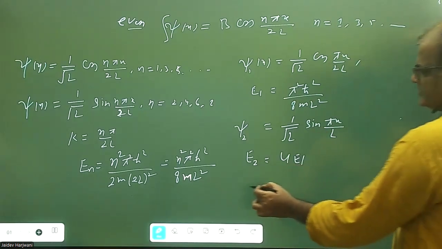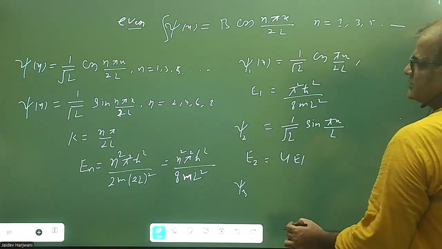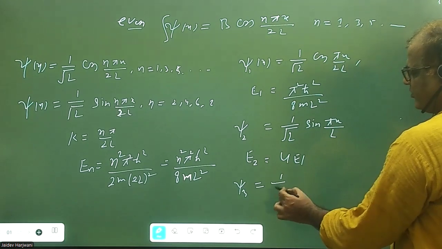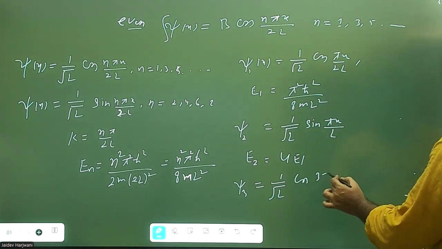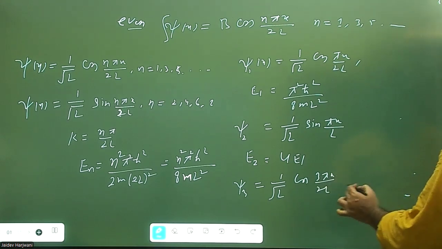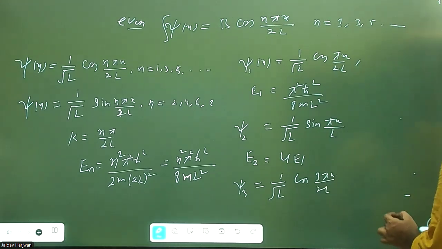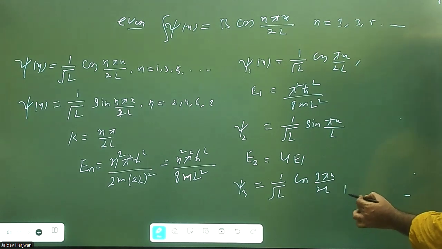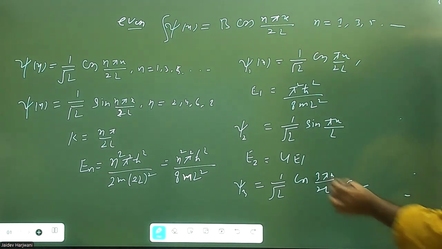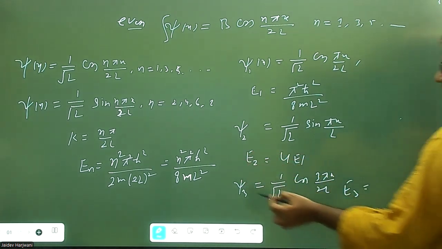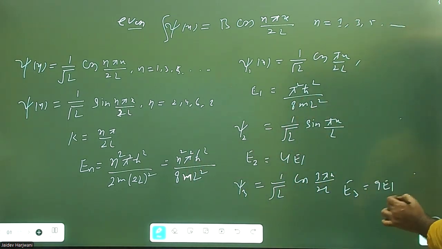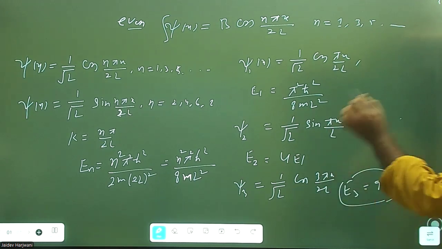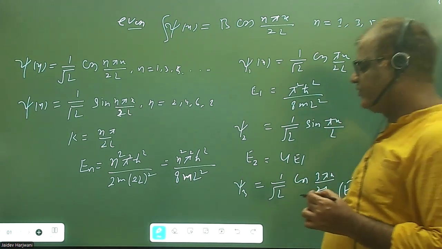Similarly, I can write psi 3. Psi 3 will be 1 upon root L cos of 3 pi x upon 2L, and the energy E3, using the same expression, will be 9 E1. In this way, we can keep on moving.